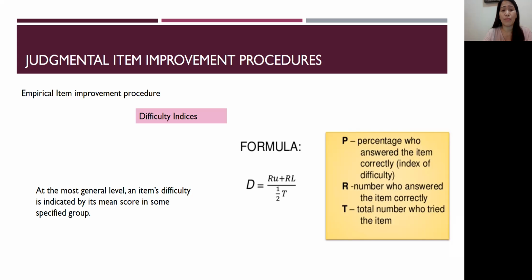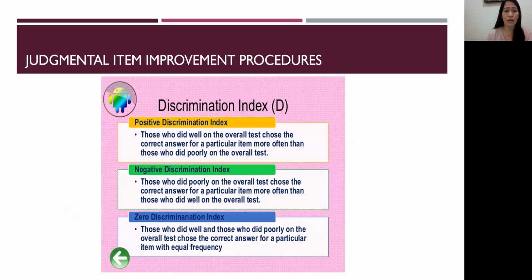Empirical item improvement procedure, difficulty indices. So this is the formula. P stands for the percentage who answered the item correctly, the index of difficulty. R, the number who answered the item correctly. T, the total number who tried the item. So at the most general level, an item's difficulty is indicated by its mean score in some specified group.